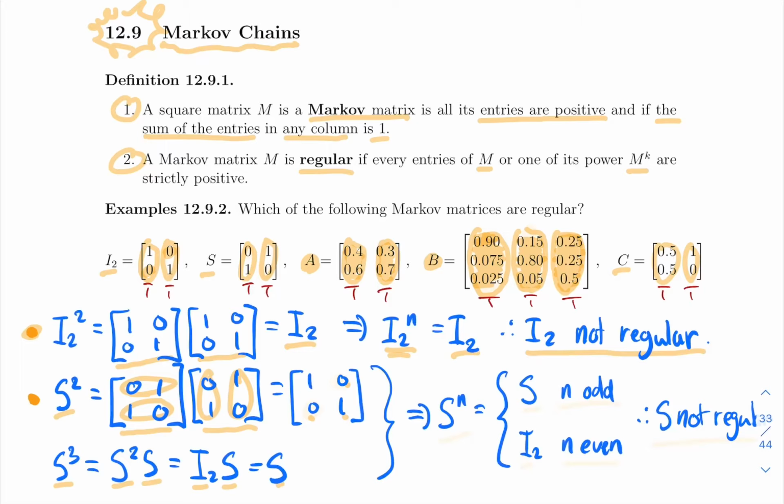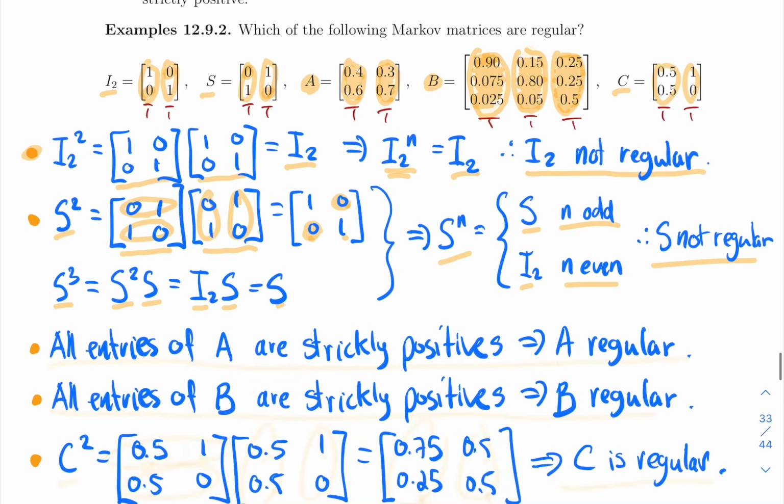So this matrix S, when you multiply it by itself, will oscillate between two possible matrices. S to the n is going to be S if n is odd, like 1, 3, etc., or it's going to be the identity matrix if n is even. In other words, you're not getting rid of the zeros for even powers or odd powers. So S is also not regular.